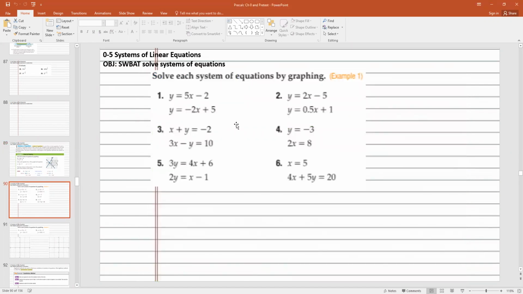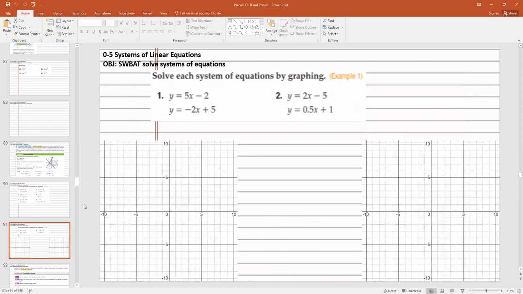Okay, so here, solve each system of equations by graphing. So we have some that are in slope-intercept form, y equals mx plus b. Some that are in standard form, x plus y equals a constant. And some that are not simplified. Let's look at each of those. We'll just do one of these, so we'll just do number 1. I'm going to do this one in blue.